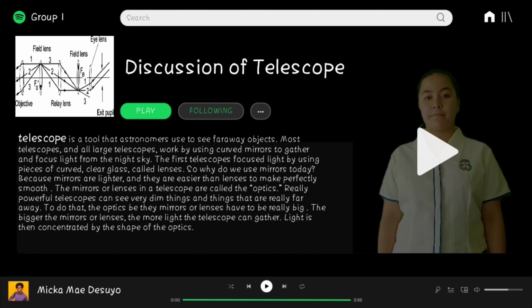A really powerful telescope can see very dim things and things that are really far away. To do that, the optics, be they mirrors or lenses, have to be really big. The bigger the mirrors or lenses, the more light the telescope can gather. Light is then concentrated by the shape of the optics.